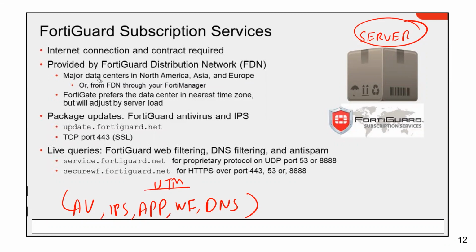Major data centers are in North America, Asia, and Europe. That's fine. And FortiGate prefers the data center in the nearest time zone. Yes, that's true. Wherever your firewall is located, and whatever time zone you are in, it will first try to find the server in the same time zone, and if it is not available, then whatever is the nearest time zone. Then package updates: FortiGuard antivirus and IPS.